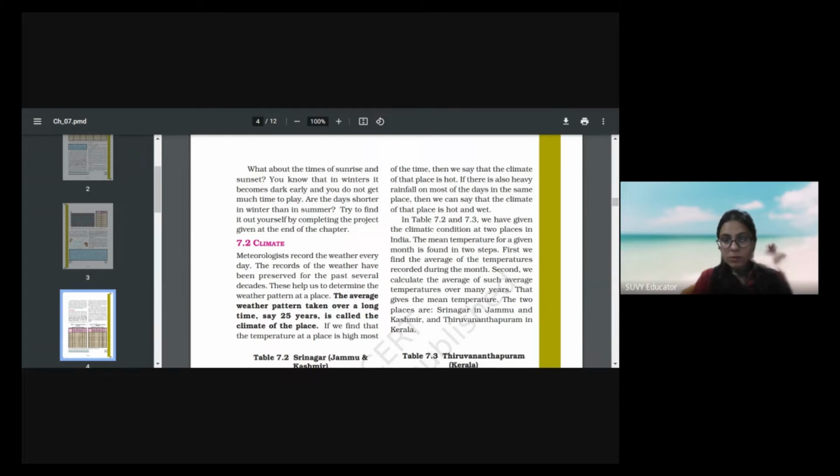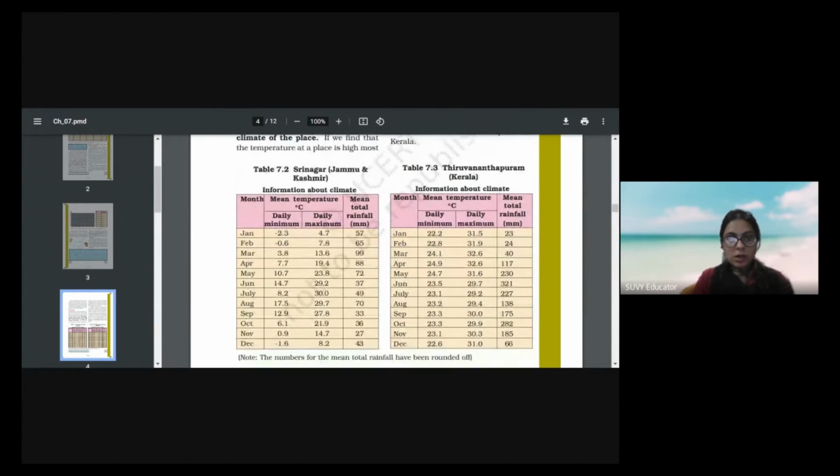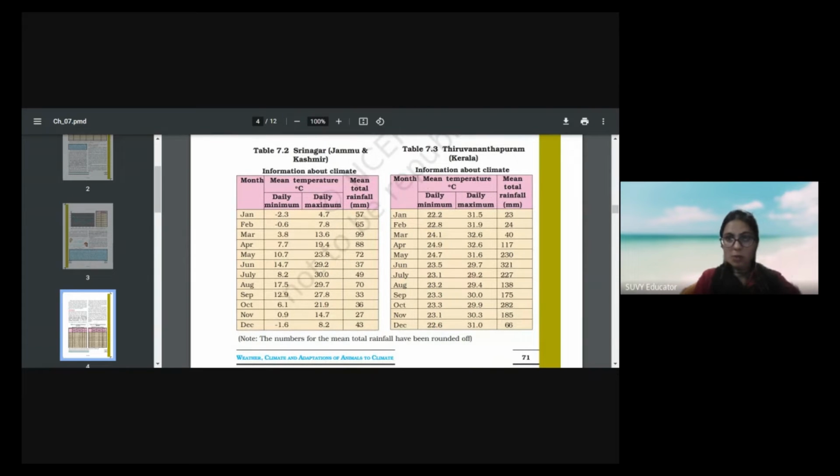The mean temperature of a given month is found. Just like you can see Srinagar, in Jammu and Kashmir, the Himalayan region, the mean temperature means the average of all the temperatures. We cannot draw a table of one day's temperature. So the average of a week's temperatures is calculated. That is called the mean temperature, and it is given in the graph. I will show you how these vary. If you see, the daily minimum is minus 2.3, and the daily maximum is 4.7 for January. And for June, 14.7 is the minimum and 29.2 is the maximum. And the mean total rainfall is 37 and 57 for January.